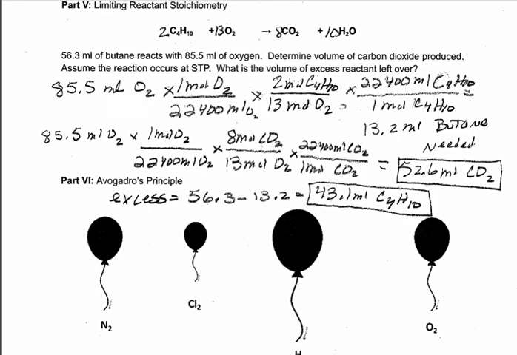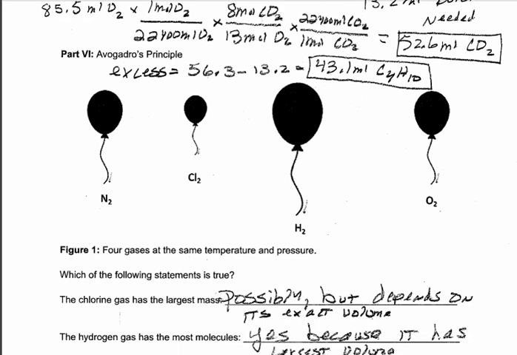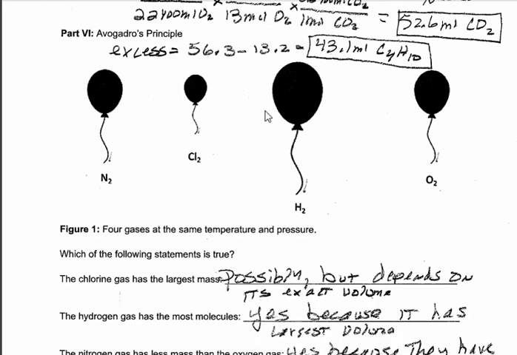Last concept covered is Avogadro's principle. We have 4 different balloons, all at the same temperature and pressure. Nitrogen and oxygen are the same size, chlorine's the smallest, and hydrogen's the biggest. So the chlorine gas has the largest mass. Possibly it's got the heaviest atomic mass, but we don't know its exact volume, so we can't know for sure on that one.